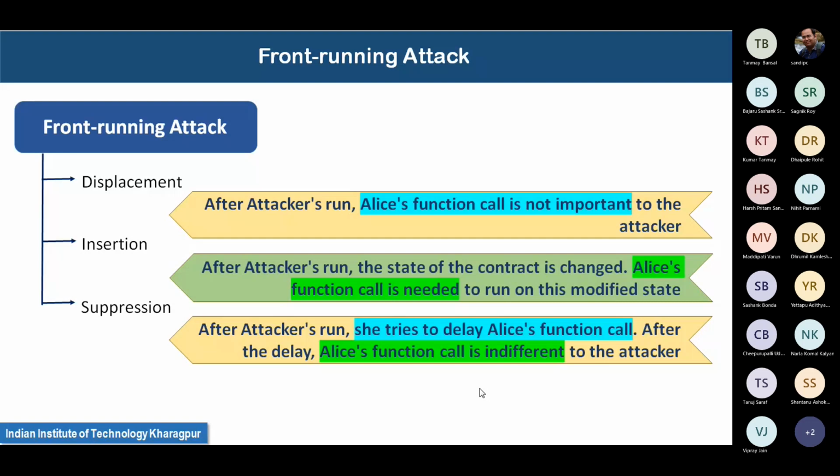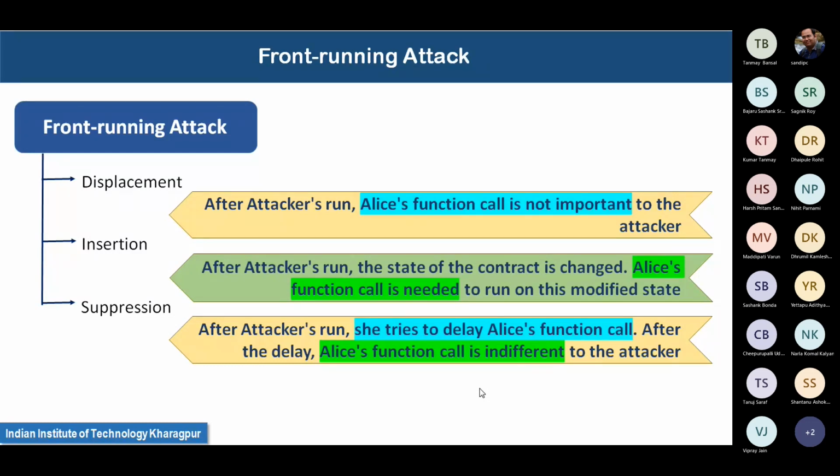So Alice's function call is not important to the attacker. What the attacker wants is to run first, and after that, whatever happens to Alice's call is not important.